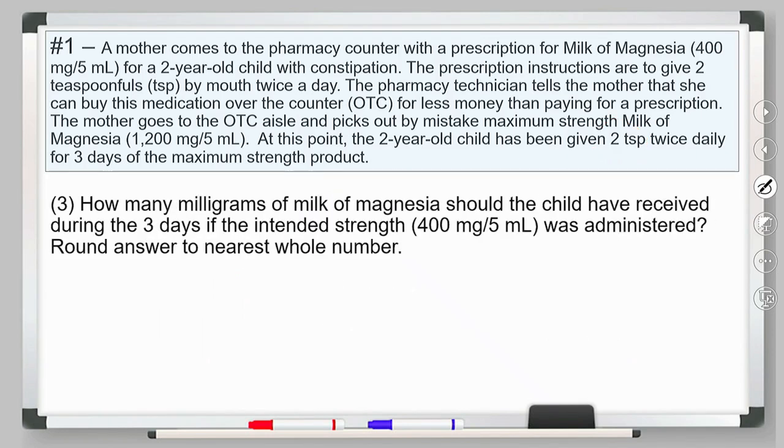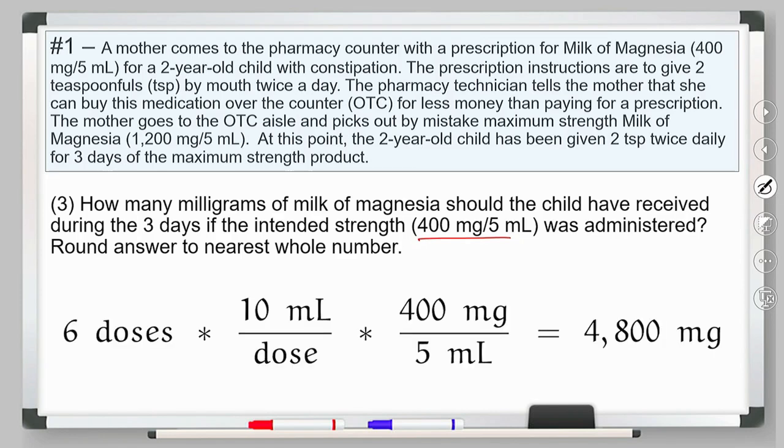So then of this concentration, which was what was intended, not what was received, but what was intended, how much should they have got? So how many milligrams should the child have received over those 3 days? Well, we've already done a lot of that work because we know over the 3 days they got 6 doses. And from the question before, we know that it's 10 milliliters per dose. So if we take 6 times 10 milliliters per dose, we get 60 milliliters. Now, of the desired concentration, we set it up times 400 milligrams over 5 mLs, so that the mLs cancel. Clearly, they should have received 4,800 milligrams.